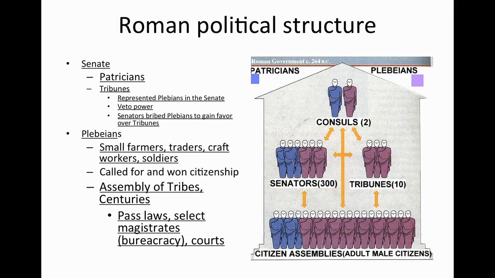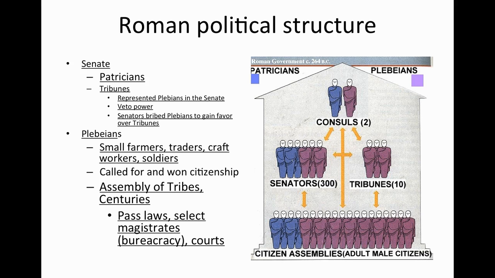They did have some veto power, but very often the senators could bribe plebeians to kind of go along with their ideas, whether it was food or sporting events. So early on, the Senate did control most of the power. This is also the social class system. You really had two groups, or at least three groups. You had patricians, plebeians, and then slaves. Plebeians were small farmers, traders, artisans, soldiers, and workers.